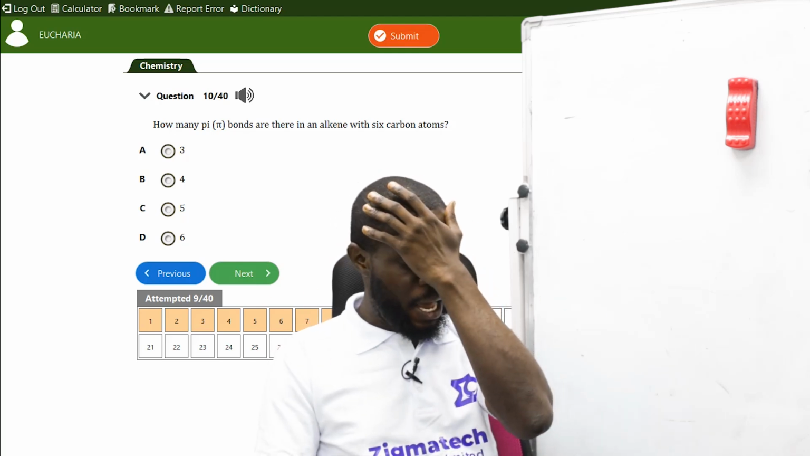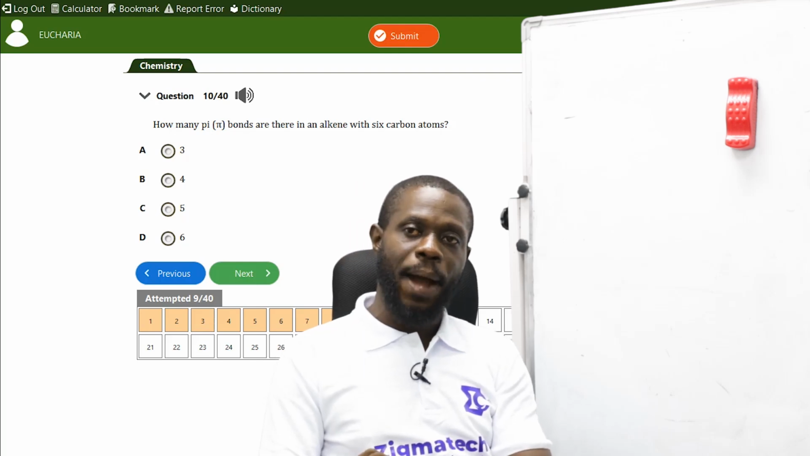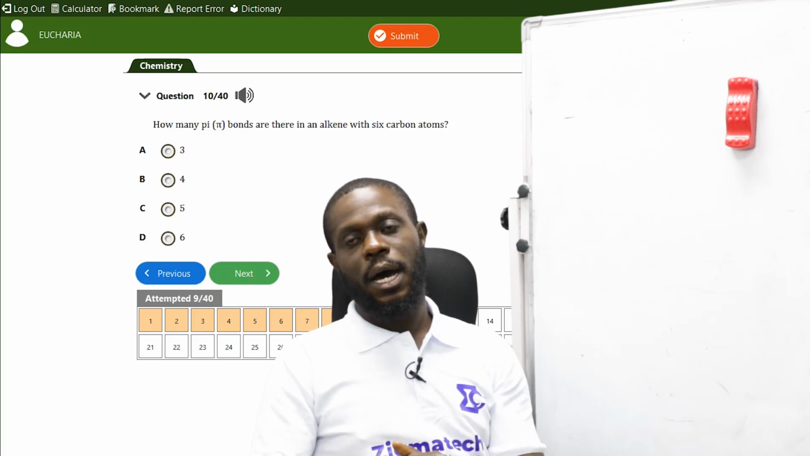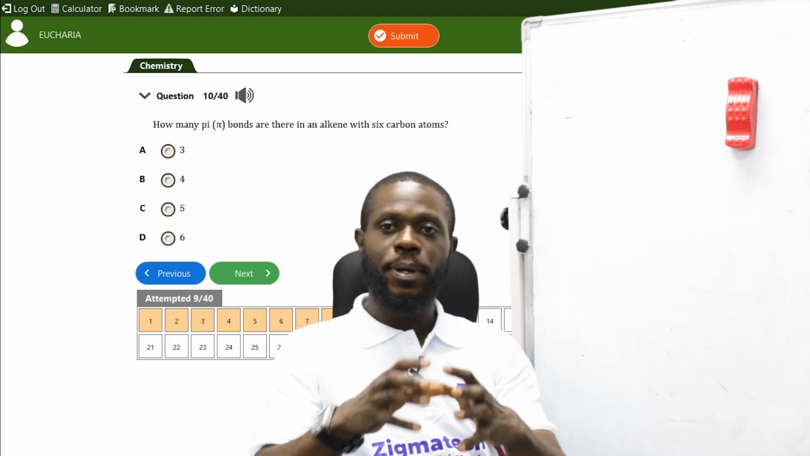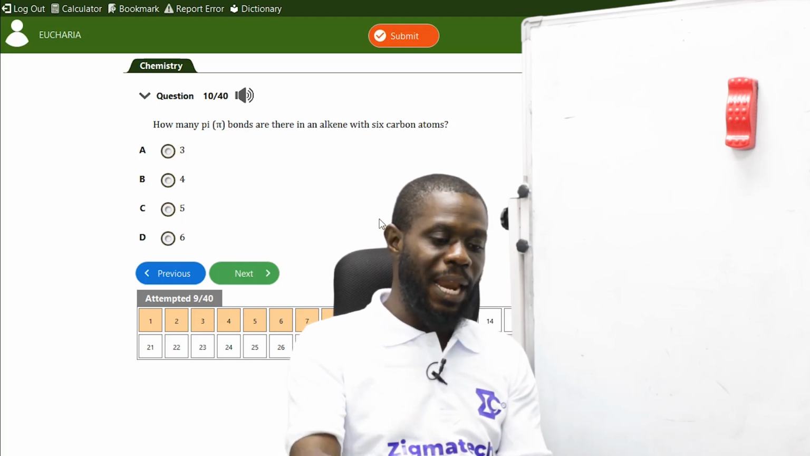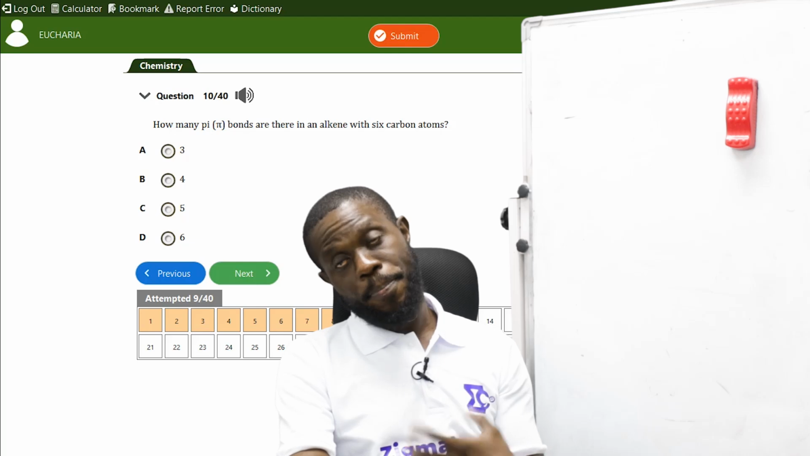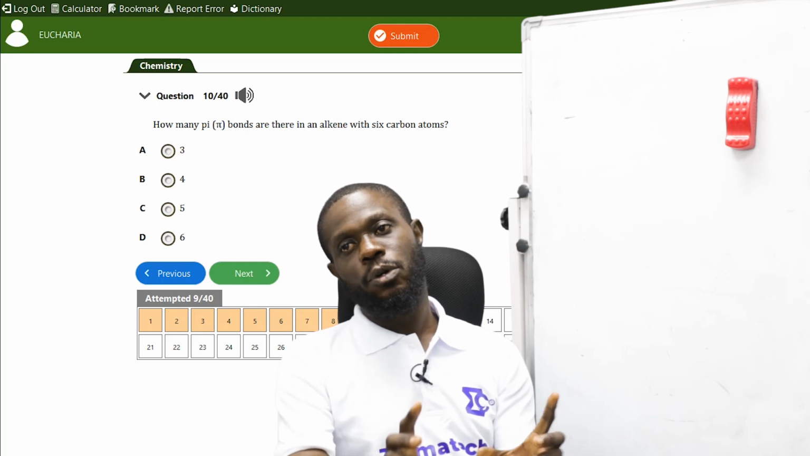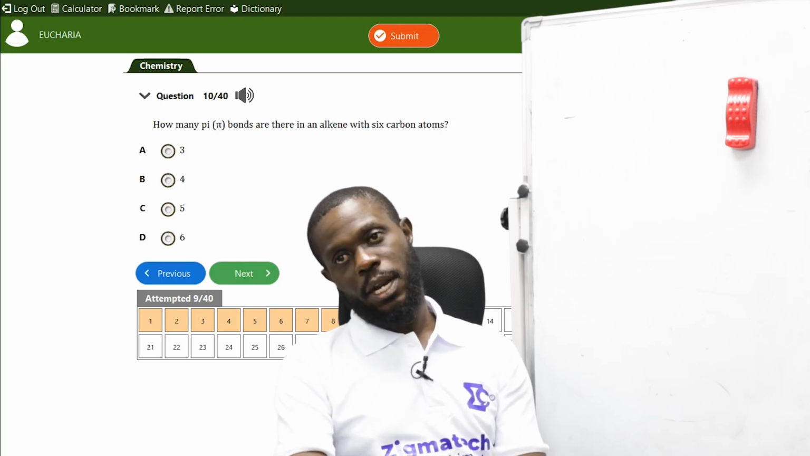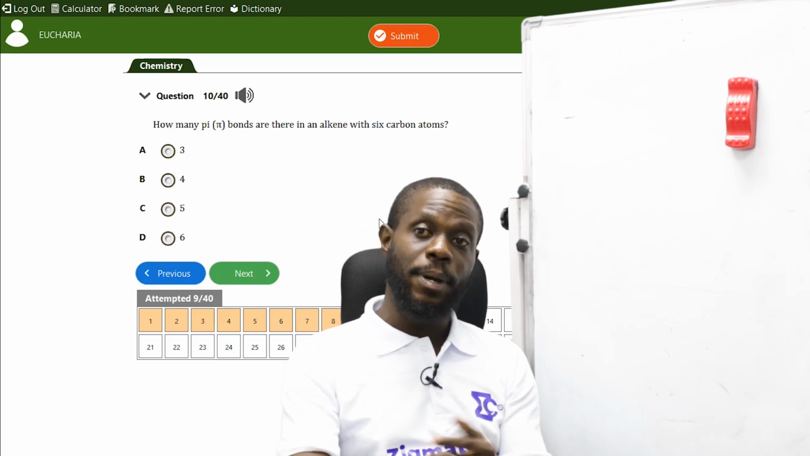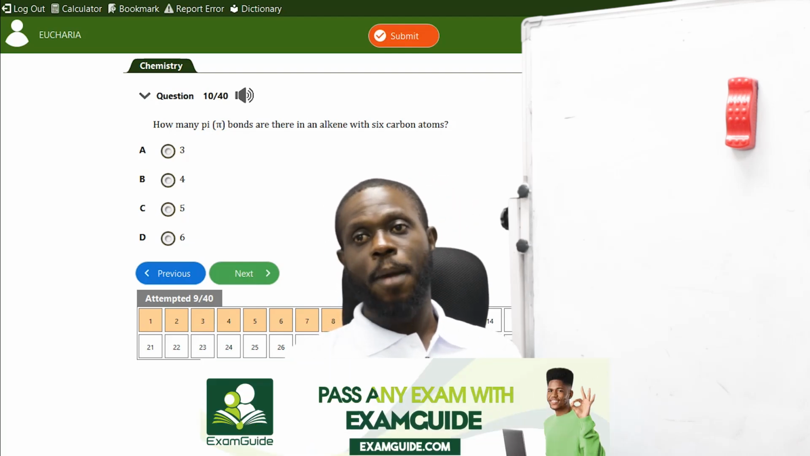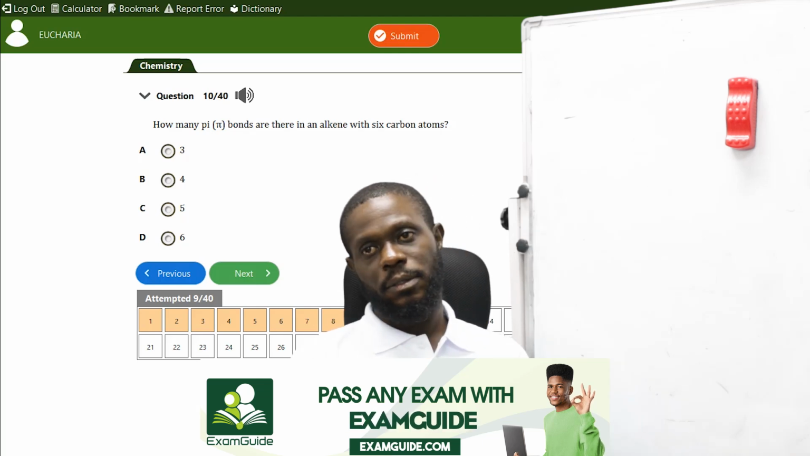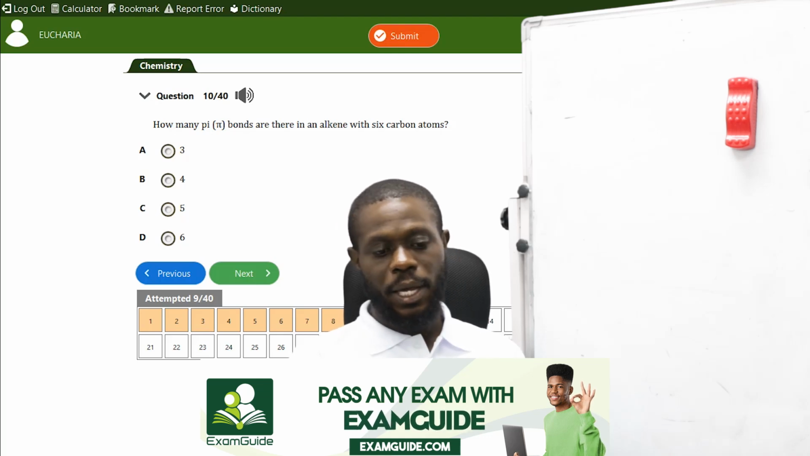A pi bond is a bond formed by the overlap of the p orbitals in an adjacent manner. Any bond that is formed by the p orbitals, the p orbital has a dumbbell shape. When you go to your atomic structure, you know how to arrange these electronic configurations. The p orbital has a dumbbell shape. A pi bond is formed by the p orbitals overlapping. How many overlapping carbon atoms?